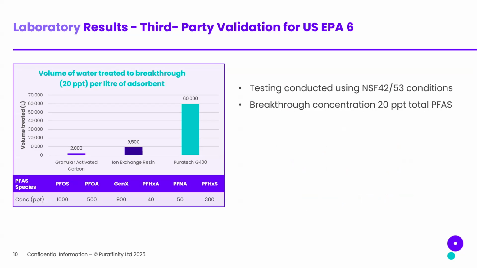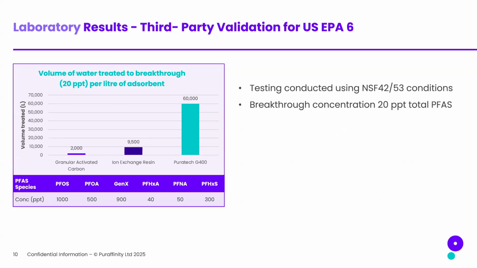Some third-party validation. If anybody's familiar with the NSF 4253 conditions, this was testing run at those conditions, so that you have 6 different PFAS compounds in there, and if you notice, the concentrations are relatively high compared to what you'd see, for instance, in a drinking water. But under similar conditions, running to a 20 part per trillion breakthrough, activated carbon lasted about 2,000 bed volumes.